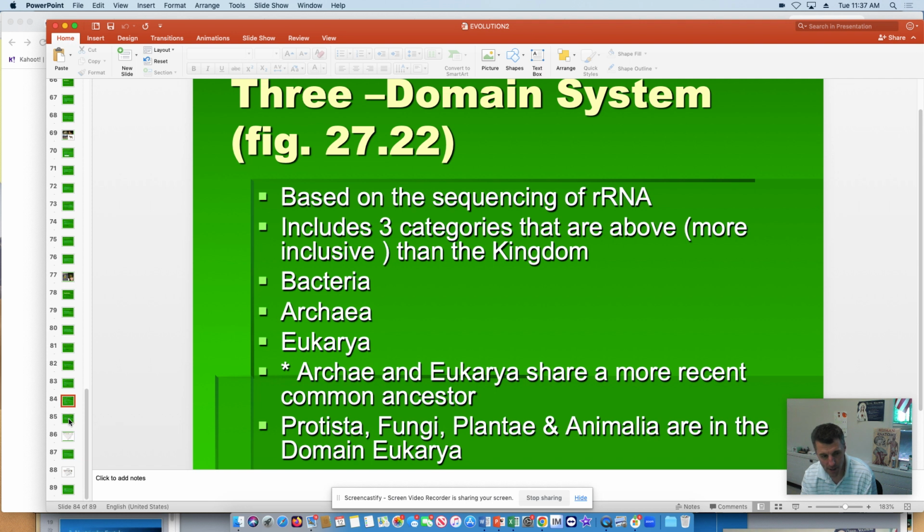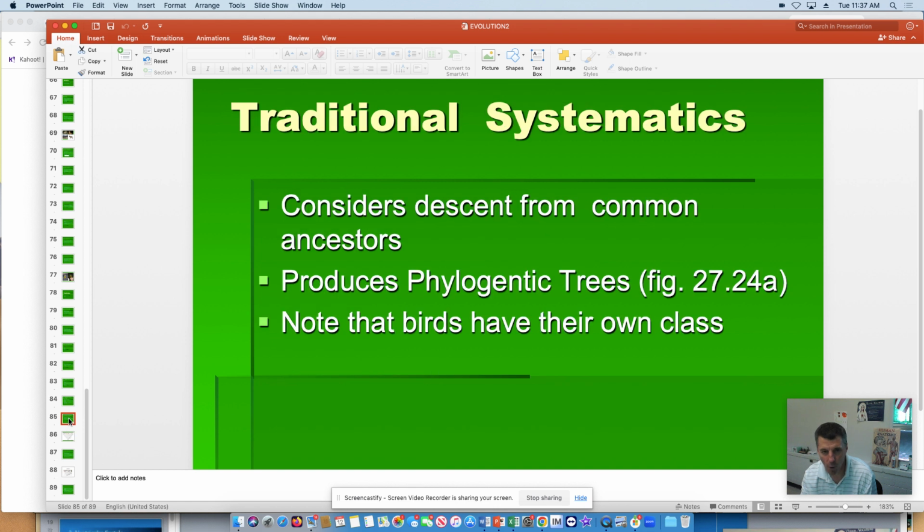As always, I'll remind you if I'm moving along more quickly than you can get this written down, go ahead and stop it. But I'm going to go on here. So now systems of naming and placing things in relation to other living things. There's the traditional system, which considers descent from common ancestors, and it produces what's called a phylogenetic tree. And that I'll show you in your book while you're writing. I'll find that and show you where you need to look.